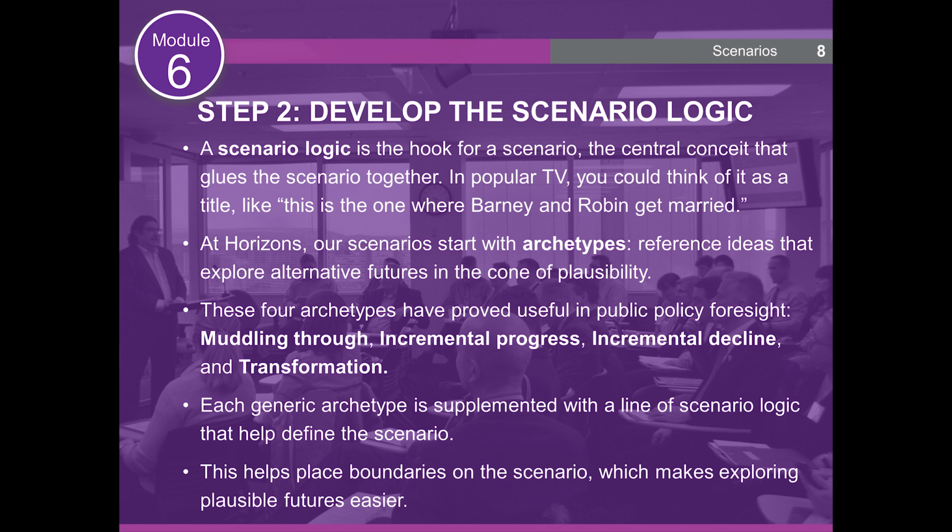At Horizons, our scenarios start with archetypes, reference ideas that explore alternative futures in the cone of plausibility. Archetypes provide a wide spectrum against which to test possible future strategies, highlighting potential policy challenges and opportunities, and thereby allowing decision makers to design more resilient strategies. These 4 archetypes have proved useful in public policy foresight: muddling through, incremental progress, incremental decline, and transformation. Each generic archetype is supplemented with a line of scenario logic that helps define the scenario. This helps place boundaries on the scenario, which makes exploring plausible futures easier.